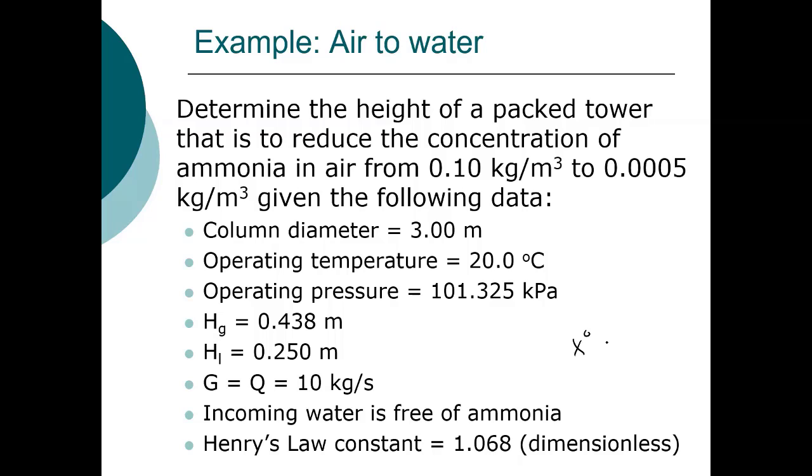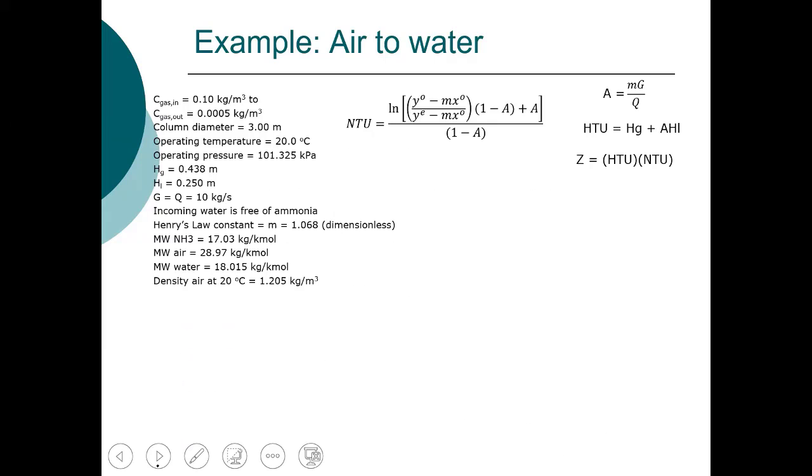So X sub 0 is equal to 0. We'll also assume that all of the ammonia is present as NH3, we have no NH4+. It's not ionized. And we have a Henry's constant of 1.068, and that's a dimensionless Henry's constant. So I provided all the data here so that we can go through the calculations. Remember, Y and X are both in terms of mole fractions.